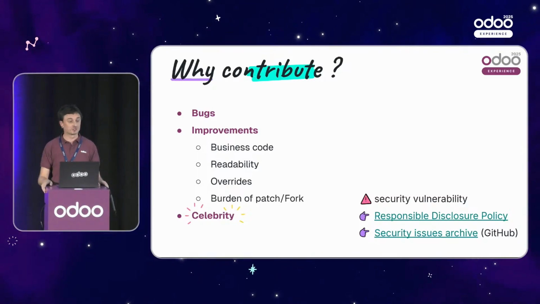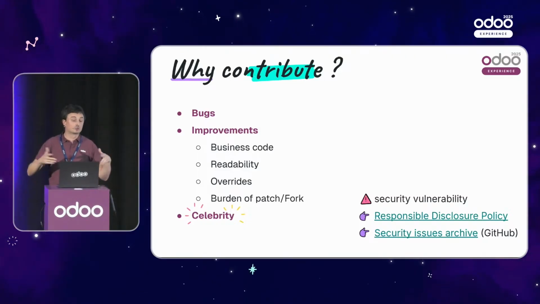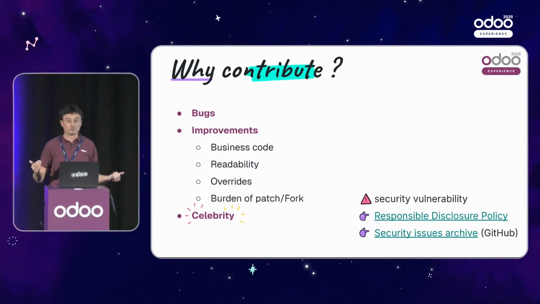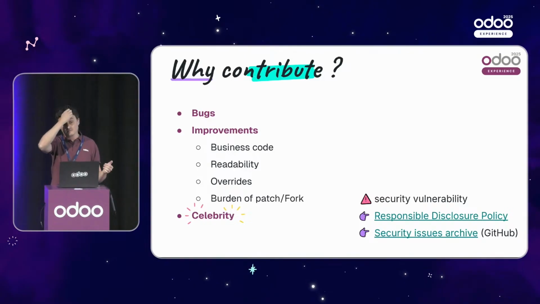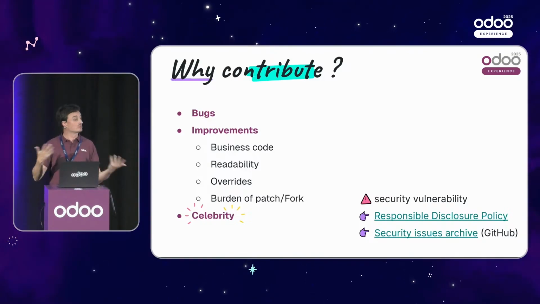The last one is celebrity. If you need to build up a CV, it's a good way to improve your CV by creating pull requests in open source projects.